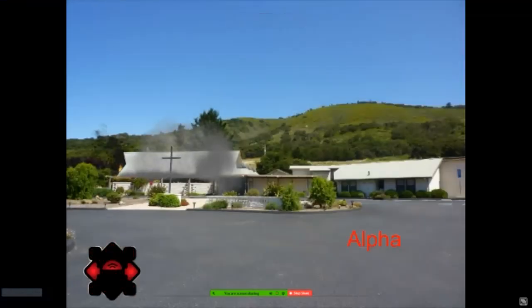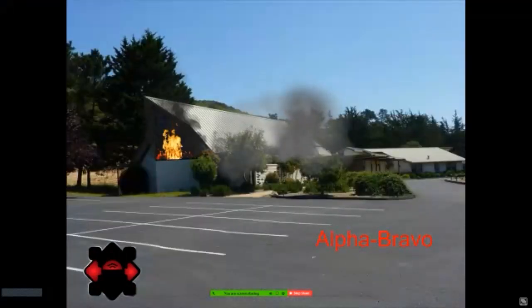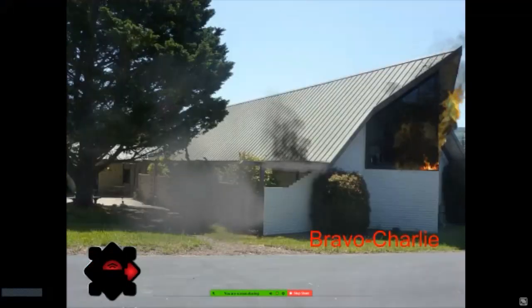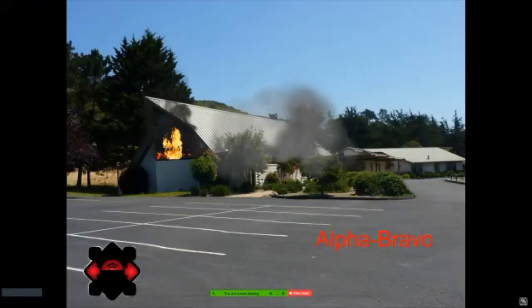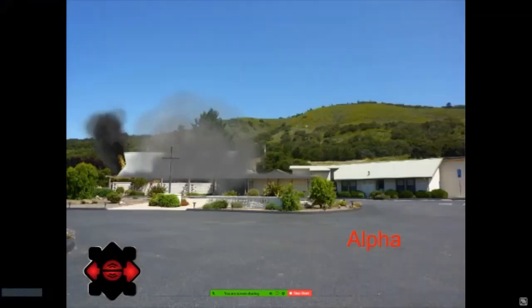Now we've got a church with fire showing, okay? And we'll talk about different variations of this as far as time of day and occupancy level. But right now, let's just do a quick lap of this. So you've got the Alpha Bravo corner. You have heavy fire blowing out what's probably the sanctuary area. Okay, here's the Bravo Charlie corner going back around. And the fire kind of grows a little bit. So it goes from that to this.